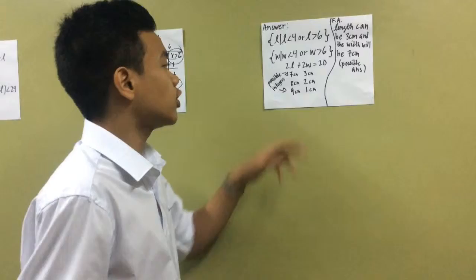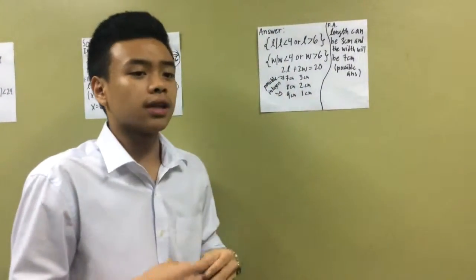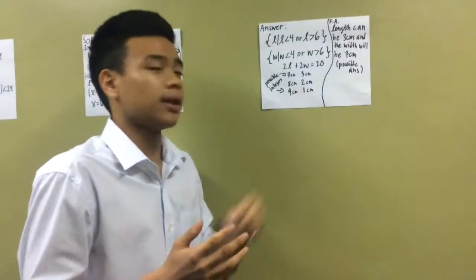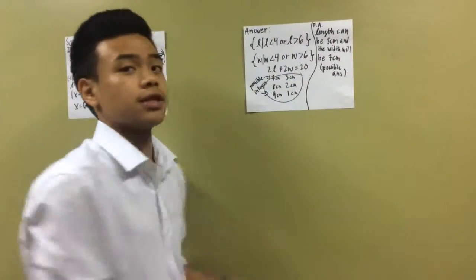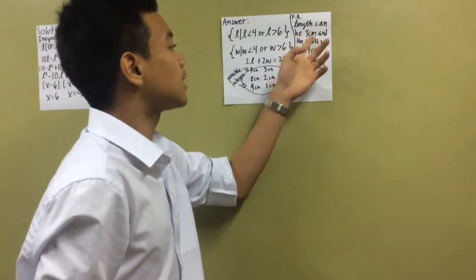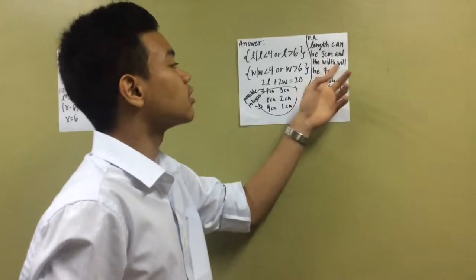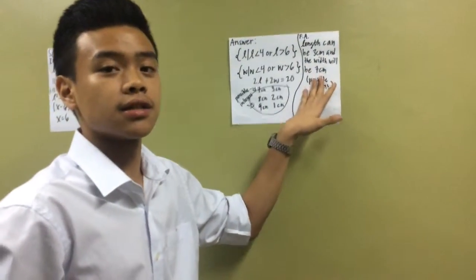You can't go above it. You can't use 10, 2 times 10, because it will become bigger. It won't be equal to 20. So these are our only possible integers. In my final answer, I put length can be 3 centimeters and the width will be 7 centimeters. These are the possible answers.